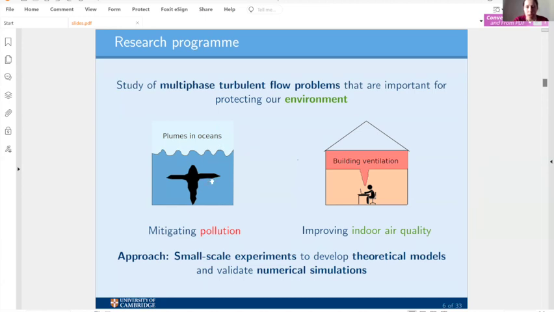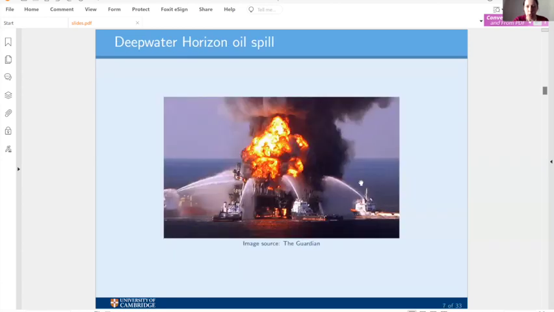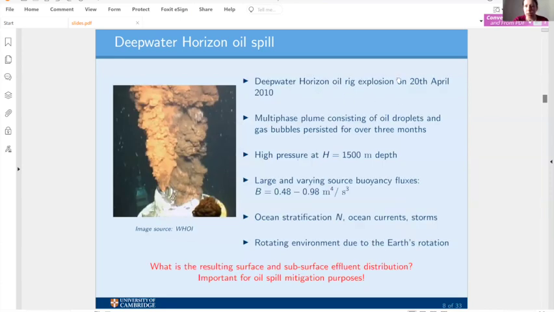in oceans. Now, many of you should probably still remember that image that was all over the headlines of the newspapers back in 2010. This image shows the fire at the Deepwater Horizon oil rig in the Gulf of Mexico. This fire occurred after an explosion took place at the Deepwater Horizon oil rig on the 20th of April 2010. And as a result of this explosion, a multiphase plume consisting of oil droplets and gas bubbles originated at the bottom of the ocean, and it persisted for over 3 months.